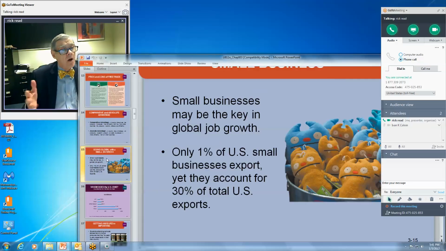Small business is the key to global growth. Look, only 1% of small businesses export, yet they account for 30% of total exports. What would happen if we got more people into that business? I would think the sky's the limit.